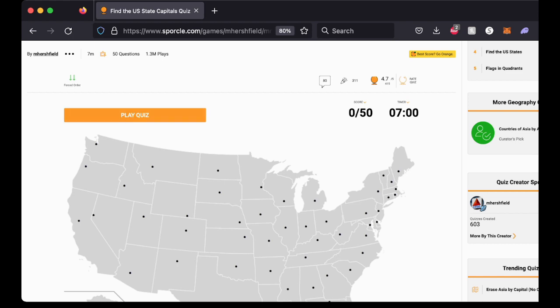I haven't been to all the capitals, but I've been to the states, so I should be able to do really well on this. We'll see though.